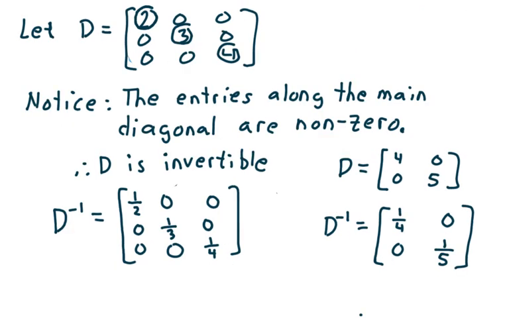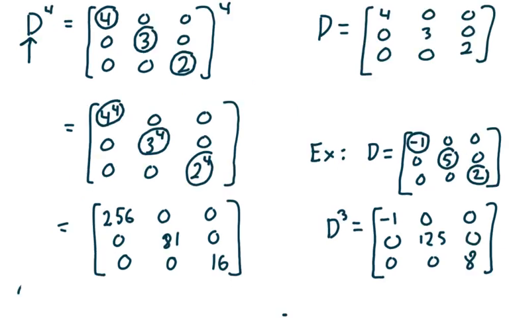You can find the inverse of a diagonal matrix, right? That's what we did here. And we can take a diagonal matrix and raise it to a power. That's what we did over here.